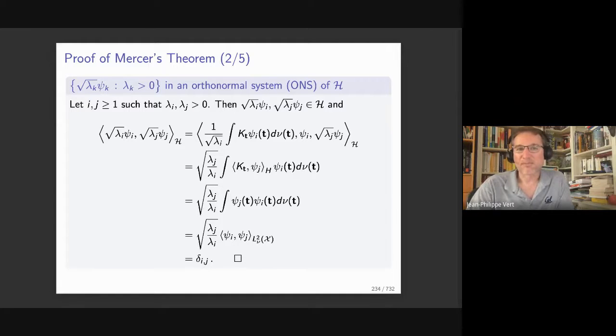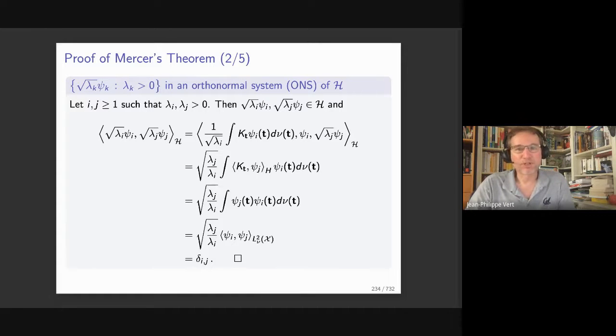Second thing, not only are they in the RKHS, but up to a normalization. So if you multiply each psi k by square root of lambda k, and remember lambda k is the eigenvalue of the operator Lk, then the set of square root of lambda k psi k, which is a set of functions, is an orthonormal system of capital H, meaning that each square root of lambda k psi k has a norm equal to 1, and if you take two of them with different indices, they are orthogonal to each other. Right, the proof is just obtained by computing, for any i and j, the inner product in capital H, so in the RKHS, of square root of lambda i psi i and square root of lambda j psi j.